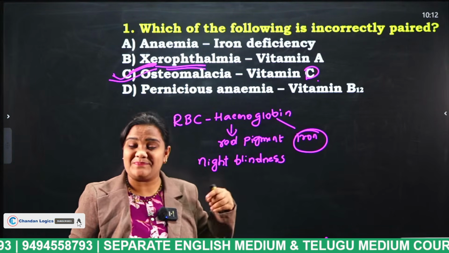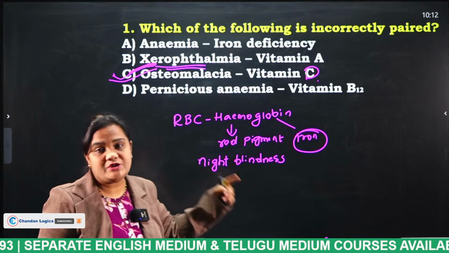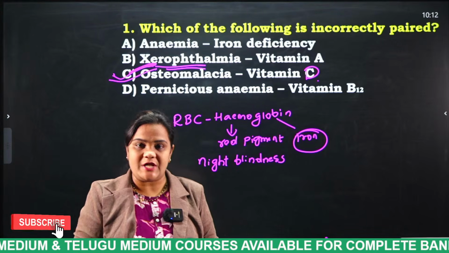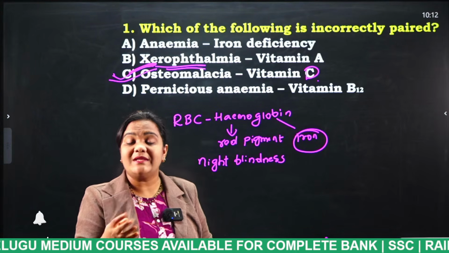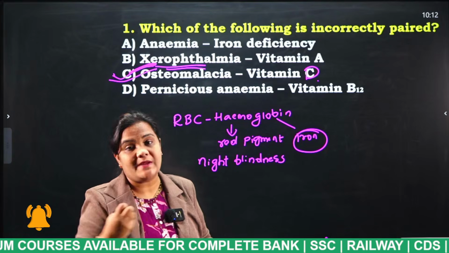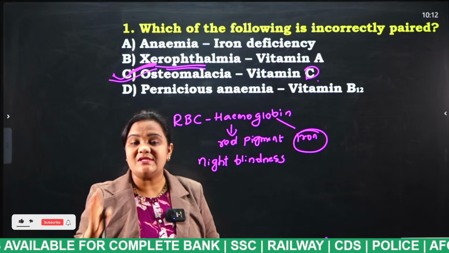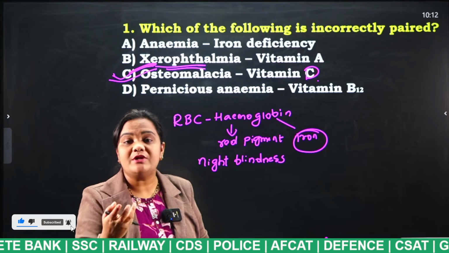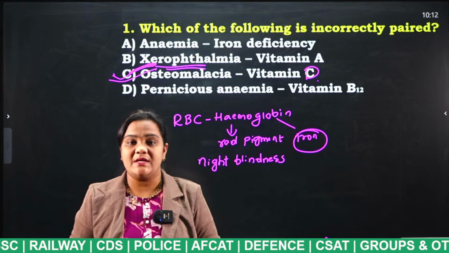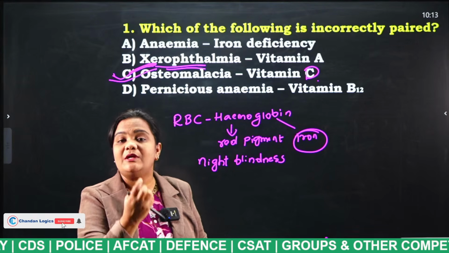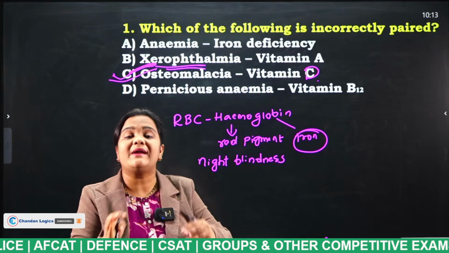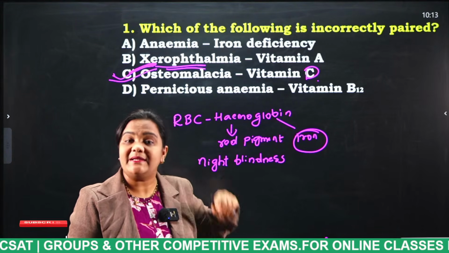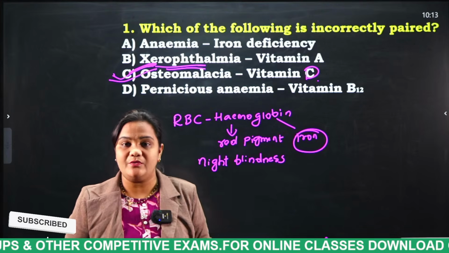Next one is pernicious anemia. Yesterday only I have explained in detail about this pernicious anemia. Actually there is a protein in our stomach, the intrinsic factor, that helps absorb vitamin B12. If there is a deficiency of that intrinsic factor protein, the absorption of vitamin B12 reduces. If the absorption of vitamin B12 is reduced, what type of disease will we face, students? Pernicious anemia.